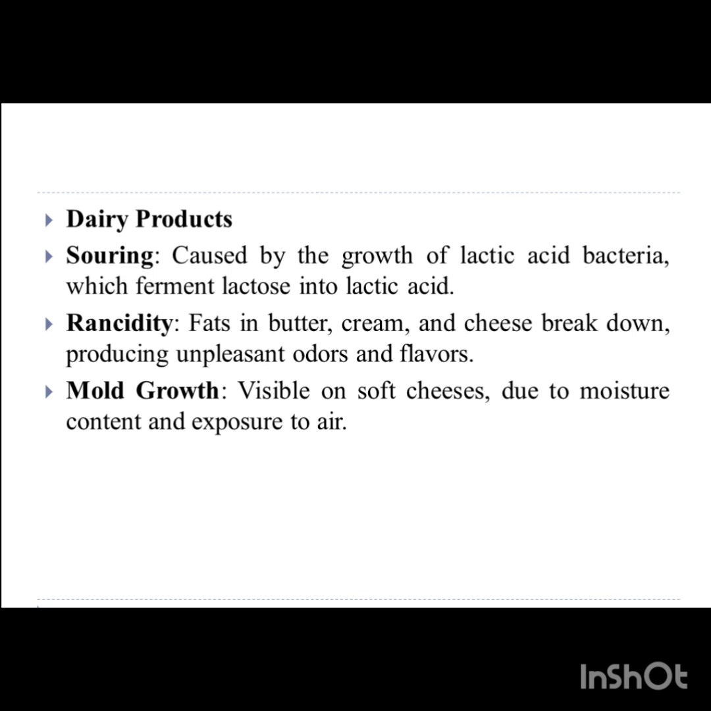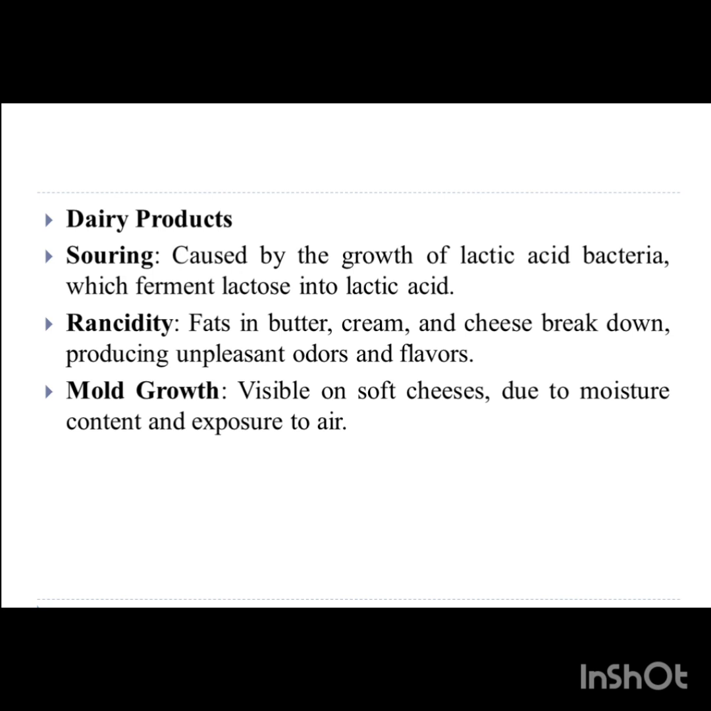Souring means there is fermentation due to the presence of lactic acid bacteria, which results in production of lactic acid. Due to the production of this acid, the taste is sour. In case of butter and cream, we can find that there is rancidity, the breakdown of butter and cream, which is very unpleasant, and the flavor is also changed.